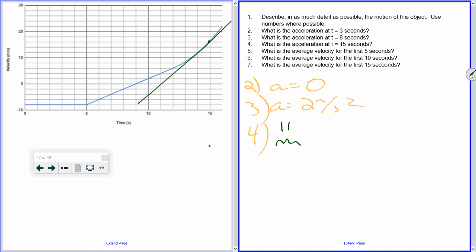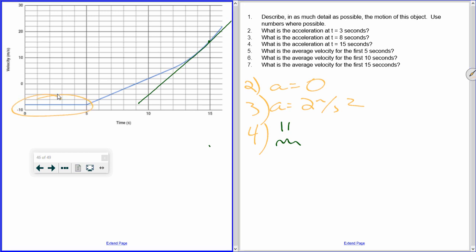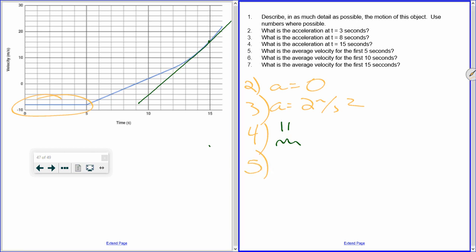All right, number 5 wants the average velocity for the first 5 seconds. Oh, well, the velocity there's negative 8 the whole time. So since the velocity is constant, our average velocity is negative 8 meters a second, right? Because you're always going at that speed.